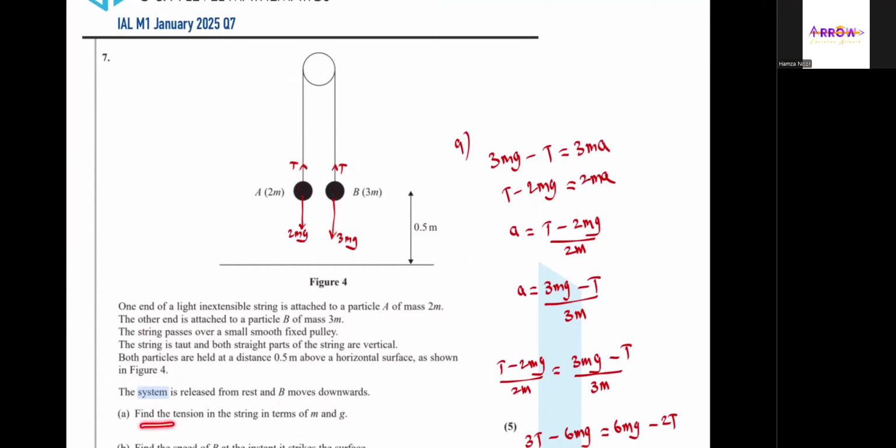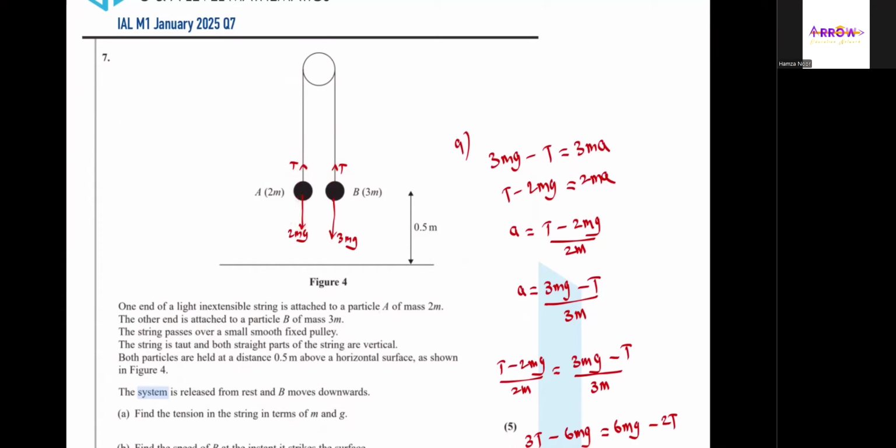Part A is asking: find the tension in the string in terms of m and g. In this particular question, it is a requirement to leave your answer in terms of m and g. If you don't do so, you are going to lose your accuracy mark. So first I marked the weight of the particle, which is 3mg Newton, when referring to particle B. The tension in the string is moving away from particle B. And when referring to particle A, the tension in the string is moving away from particle A. And here we have the weight of the particle, which is 2mg Newton.